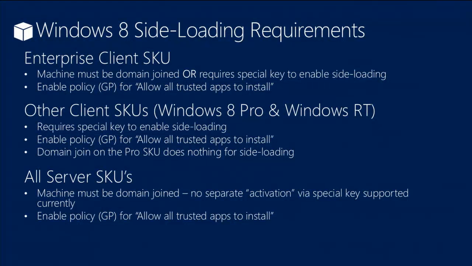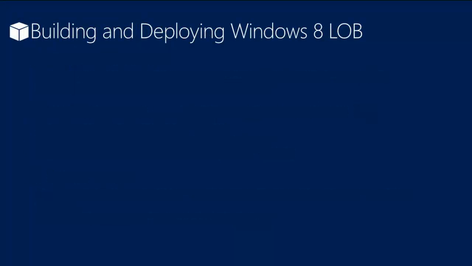We tell the users, please re-image to the corporate image, which will be enterprise, and then you'll get the applications available to you. So that's just something for you to note if you have a lot of Pro devices in your environment. Server SKUs don't really have anything special required other than enabling the group policy to allow trusted apps to install.